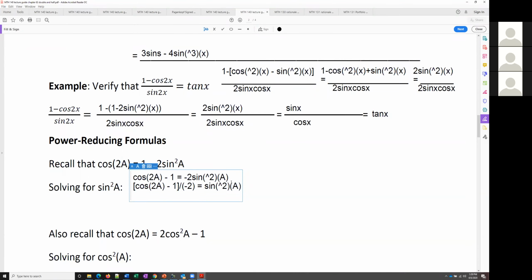If I divide it by a negative 2, I can switch the ordering on the top. I can write that as 1 minus the cosine of 2a divided by 2 equals the sine squared of a. That look okay so far?